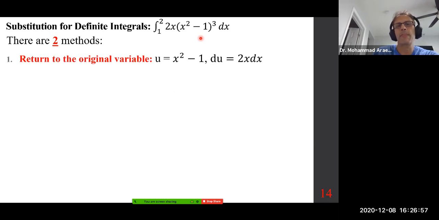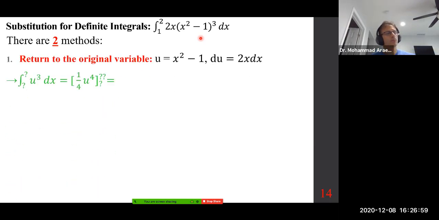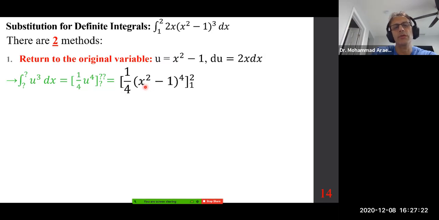Okay, class? We've seen this, right? And so notice, it's a simple case. The answer is 1/4 u to the power of 4. We don't write a constant, okay? And I don't have the limits yet. I want to make a point. The point being, okay, we don't need the limits. We can go back to the original variable, namely x, and use now 1 and 2.